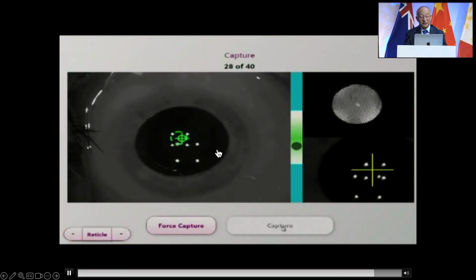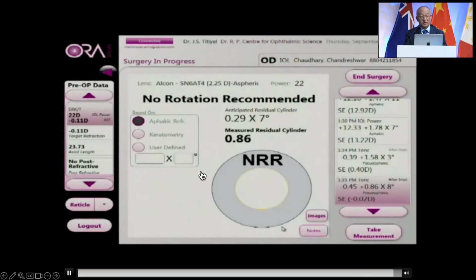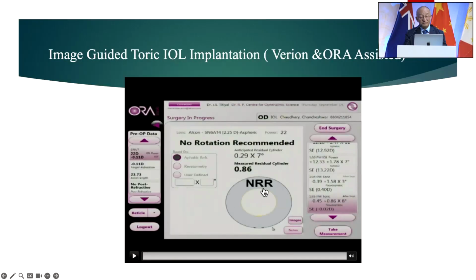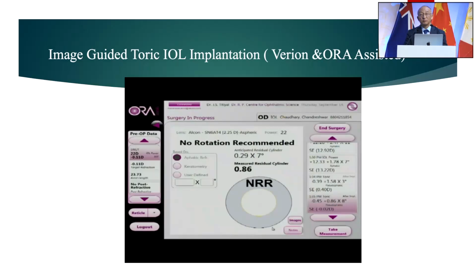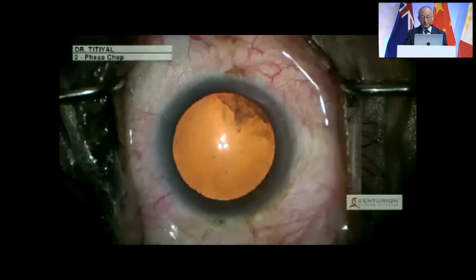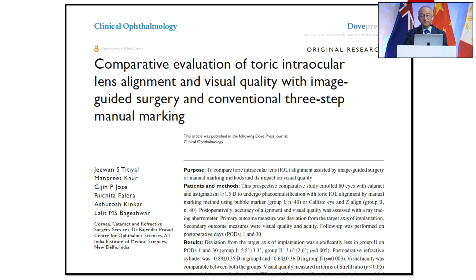Hydrate the wound. Again, take a reading. It takes 40 readings immediately and tells you on the table that no rotation is required for this patient and what will be the residual cylinder also. So that is a very effective way to manage, especially cases of post-refractive surgery where your astigmatism may sometimes be difficult to measure in a pre-op condition. This is a very good way to look into these cases also.